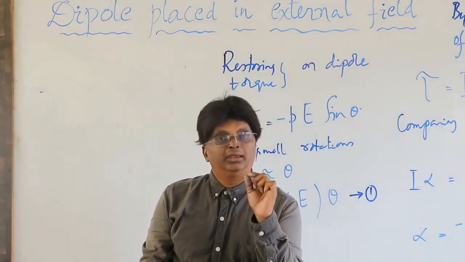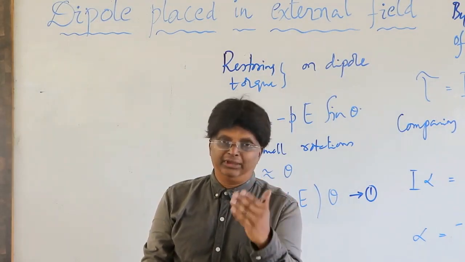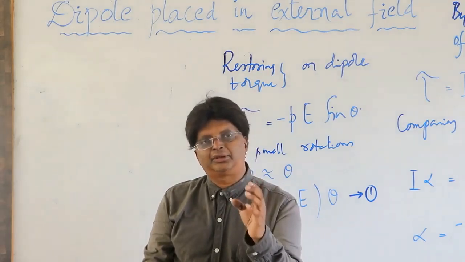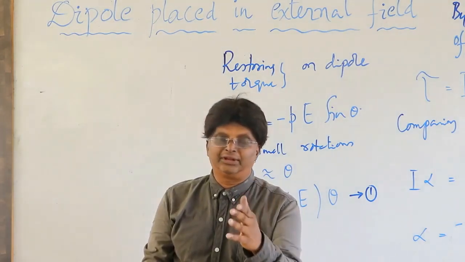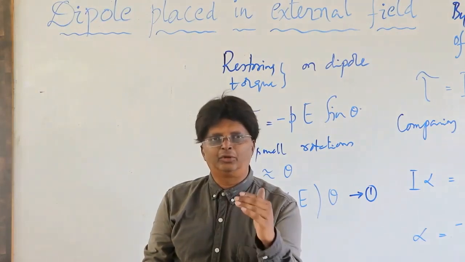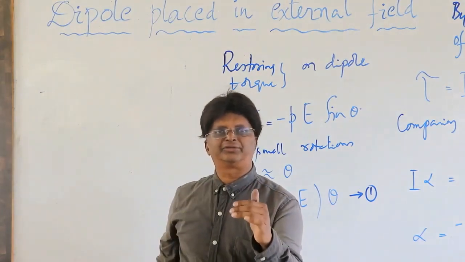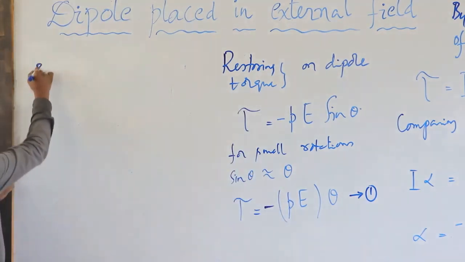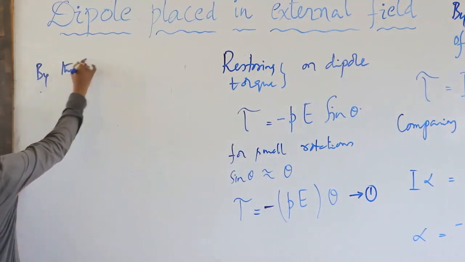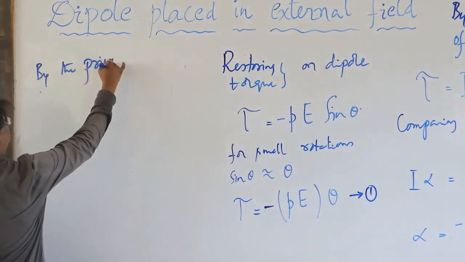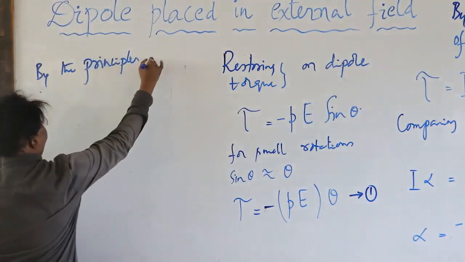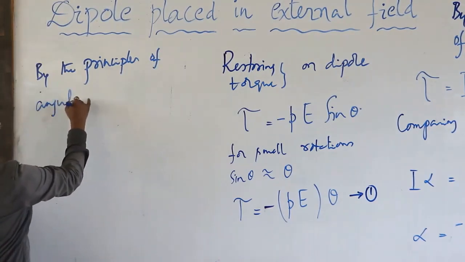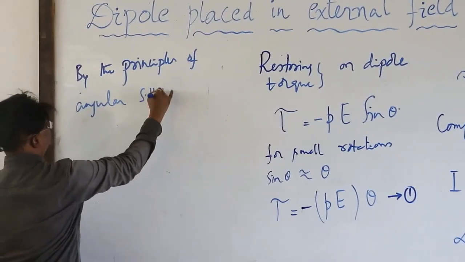Is it torque? In translatory motion, if it is linear acceleration a, in rotational motion it will be angular acceleration alpha. So that is how we simply compare things from translation and rotation. Therefore, now again I am writing by the principles of angular SHM. I have told you what I mean by angular SHM.